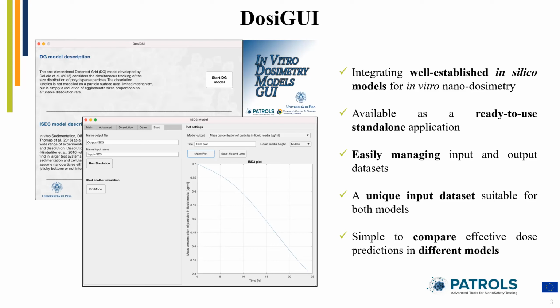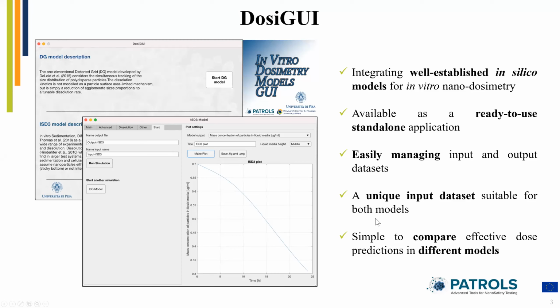So, to enlarge and facilitate their utilization, we developed DosiGUI. DosiGUI basically is a graphical user interface embedding the two mentioned in silico models for nanodosimetry, the DG and the ISD3 model, and enabling to easily run such in silico models. DosiGUI is implemented as a standalone desktop application, which means that no additional software needs to be installed for running simulations within DosiGUI.